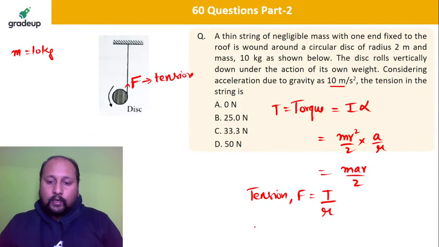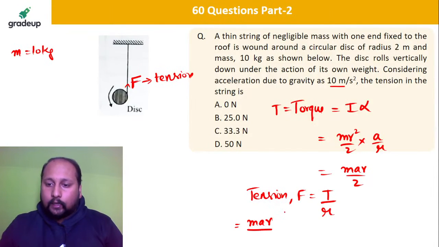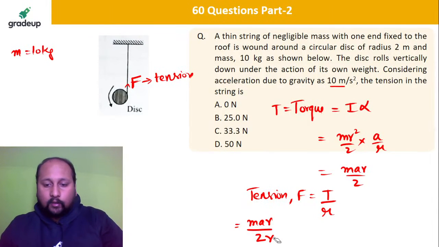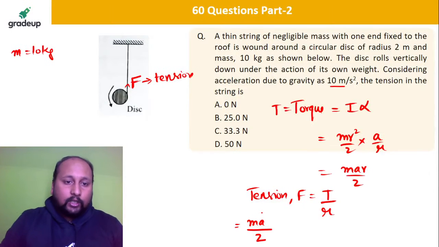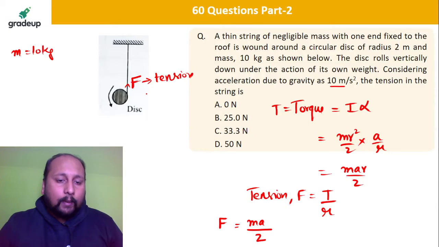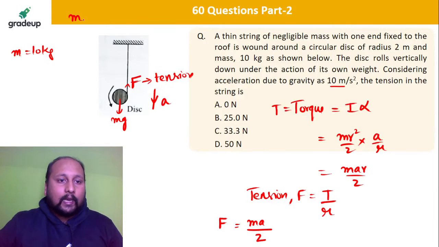Okay. So what is torque? That is MAR by 2. R and R get cancelled out. This is MA by 2. So tension in the string is equal to MA by 2. I don't know the acceleration. Apply D'Alembert principle. This is moving with some acceleration A. This is the mg. So I can directly say mg minus tension in the string is equal to MA.